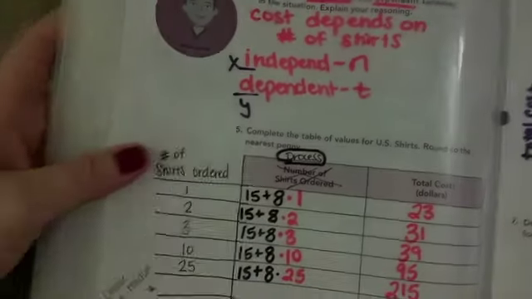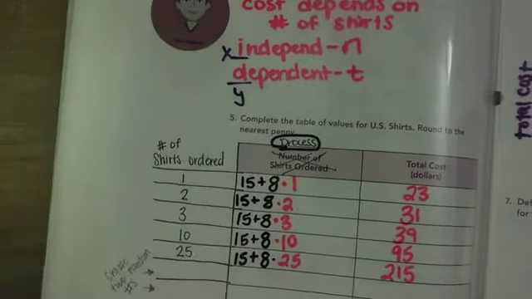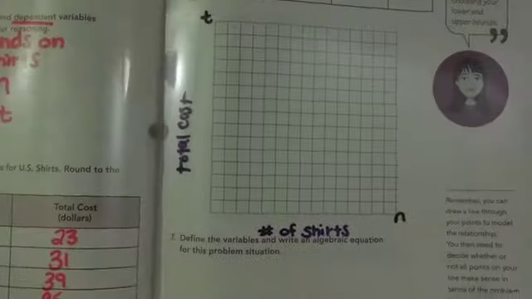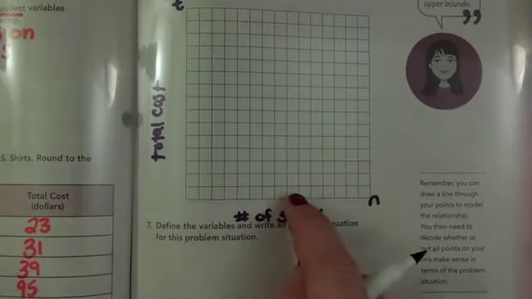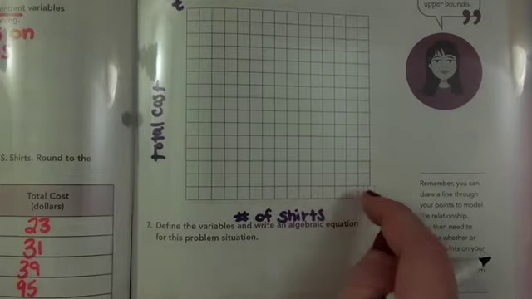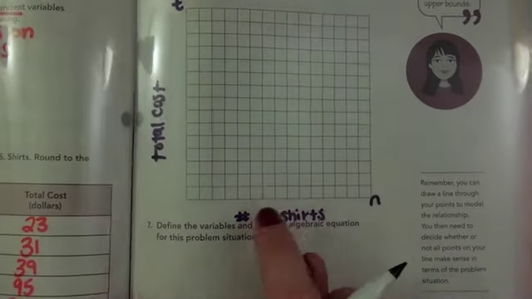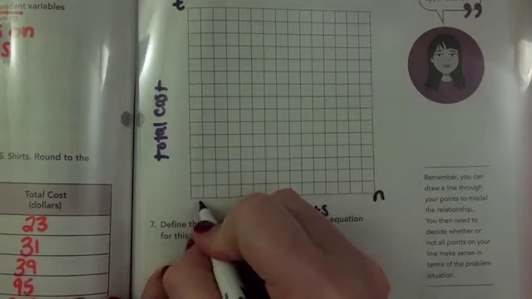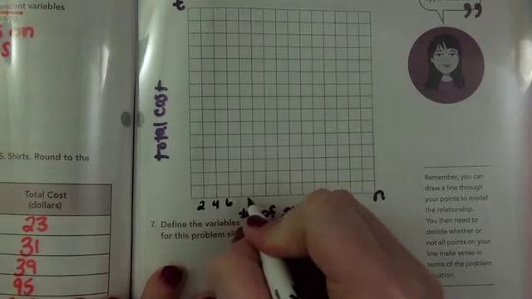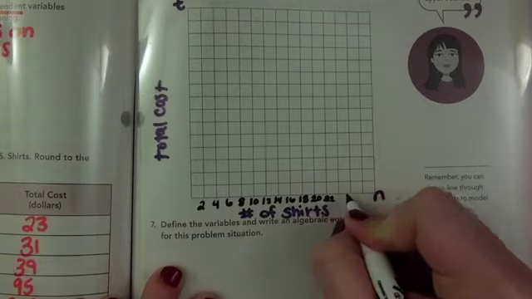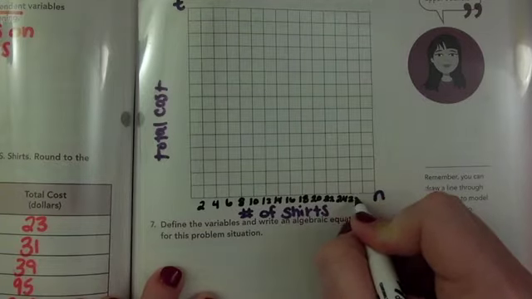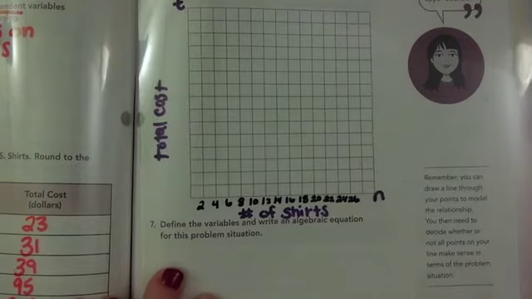Notice down here on our table, we went all the way up to 25. I'm running out of room. And notice there are 14 lines, so we can't actually just go by ones. So let's go by 2: 2, 4, 6, 8, 10, 12, 14, 16, 18, 20, 22, 24, 26.